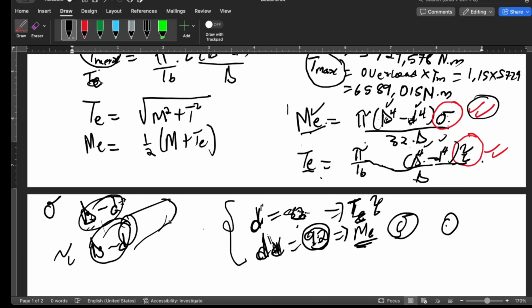Just like number 1.2, in this case they are telling you to take the diameter which you got and substitute it in the other formula so that they can get your shear stress. You get that part?